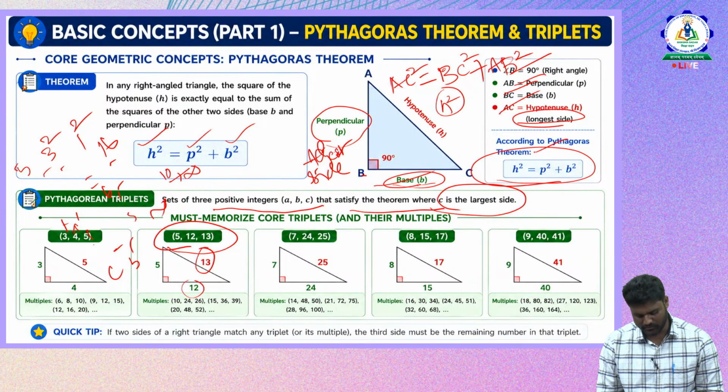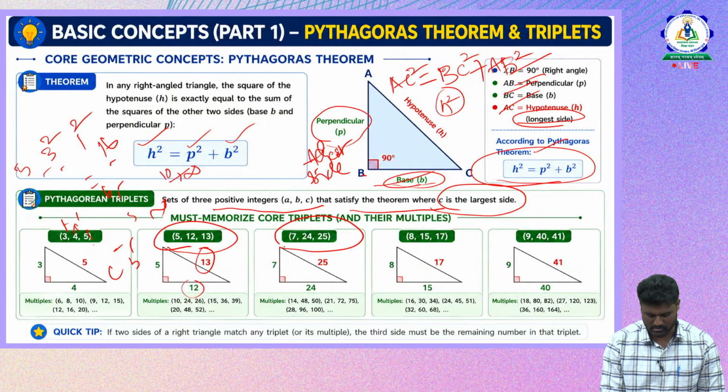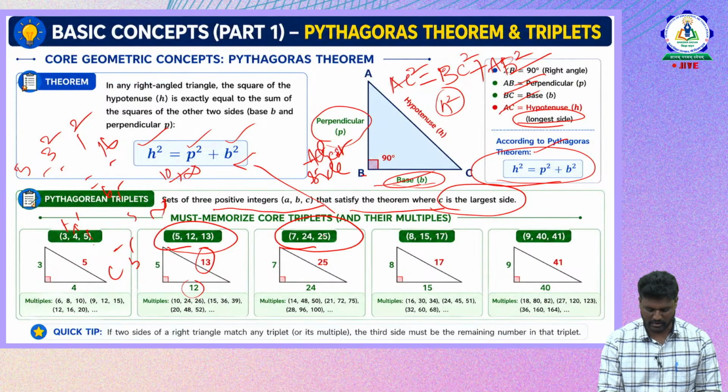Similarly, if we take 7, 24, 25, these also satisfy the condition of the Pythagoras theorem. Where the longest side is 25, that is the hypotenuse, and the others are the base and the perpendicular. Again, if you remember the multiples of 7, all of them satisfy the Pythagoras theorem condition.